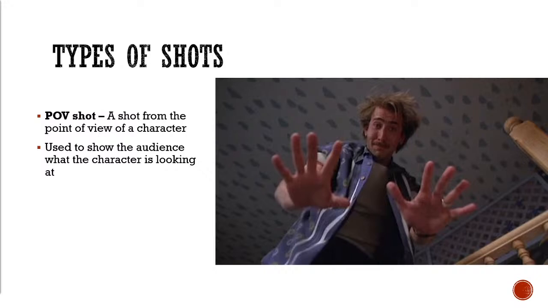It's not just characters in weak positions looking up. There are lots of other iterations on this. But a point of view shot is generally used if you want something to be from the point of view of a character. That can be useful if a character is being chased, or being followed or something like that. It can be useful for tension or for other things.